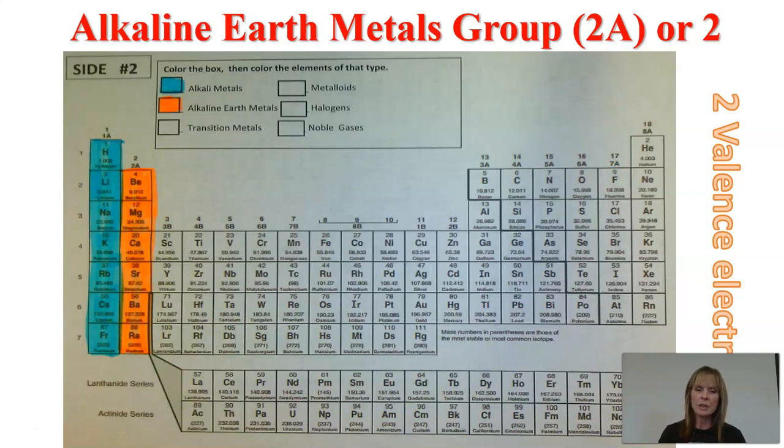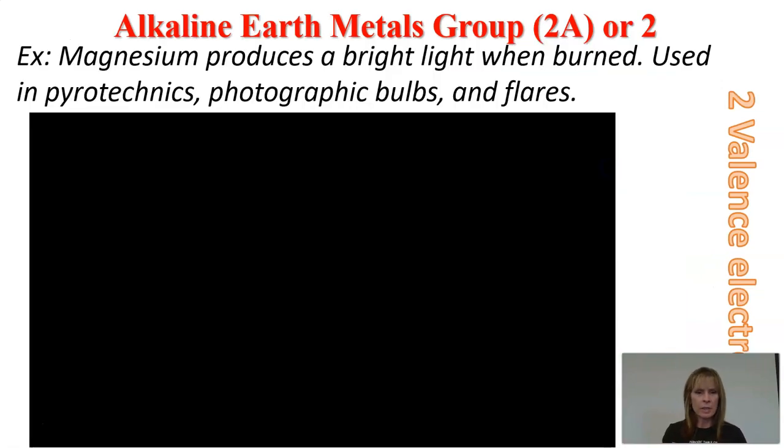So the alkaline earth metals are the next group. That's group 2 on the periodic table. Everything in group 2 has 2 valence electrons. Now the alkaline earth metals, they are reactive, but they're not as reactive as the group 1 alkali metals. Alkaline earth metals can be used in things like fireworks. They're really bright and pretty. Magnesium produces a really bright light when it's burned. It says that it's used in pyrotechnics. Pyrotechnics is just fireworks. Photographic bulbs, and flares.